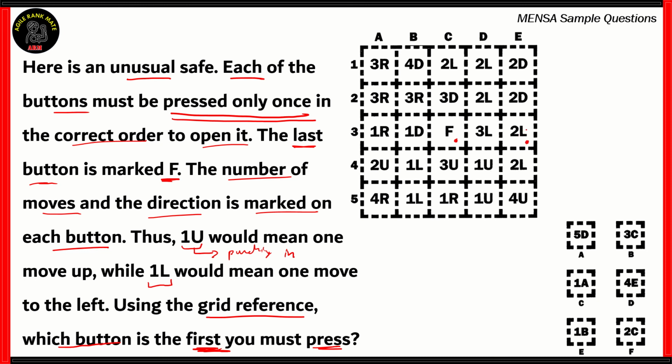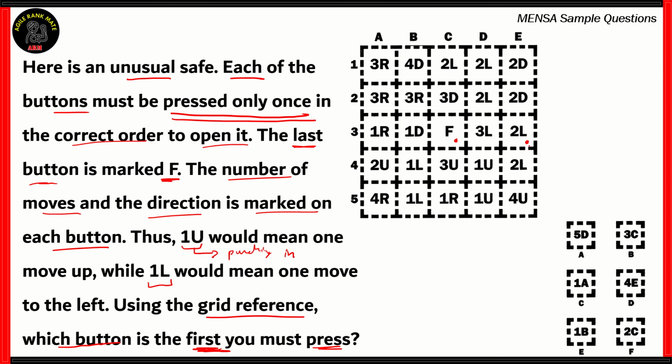So if you were present here and you press 2L, that is in the third row and the E column, you would reach F. So after this button, you would have to press F to complete the sequence. So basically, the idea is to use this and then find out how to move along. Now, over here, we've got 1R, 1D, and 3L. Pressing all of these buttons would not lead you to 2L on row 3.